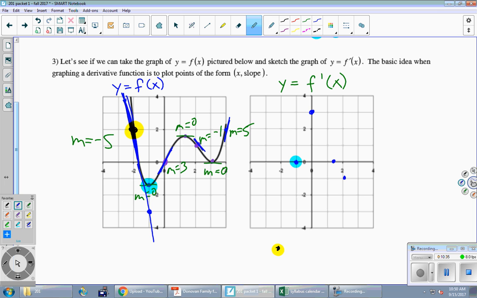And I know we're going quick. Let's do these last 2. Input the x, 3. Output the slope, 0. 3, 0 is here. And the far right point, input the x, 4. Output the slope, 5. 4, 5, slightly off my picture. There.